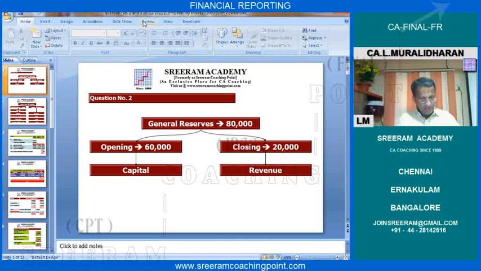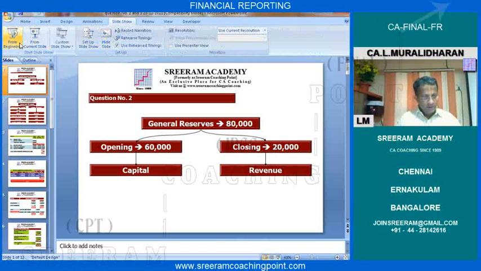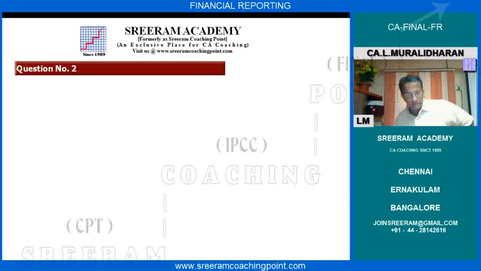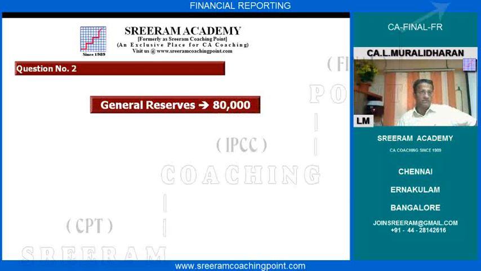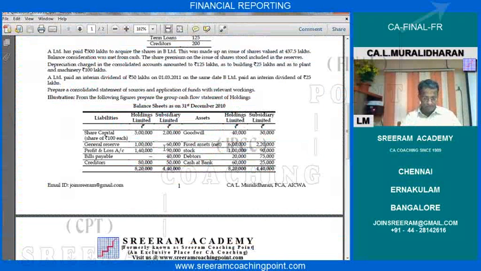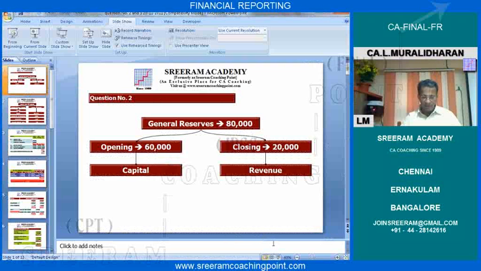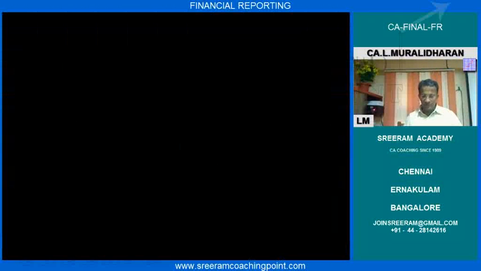So now let us find out how we can proceed. Firstly, there is a problem on consolidated financial statement. Let us proceed with consolidation, wherein the acquisition was made on the very first day, 1/1/11. General reserve for the subsidiary company at the beginning was 60,000 rupees, whereas the same is appearing at 80,000 rupees. That means the increase during the period to the extent of 20,000 is a post-acquisition occurrence.